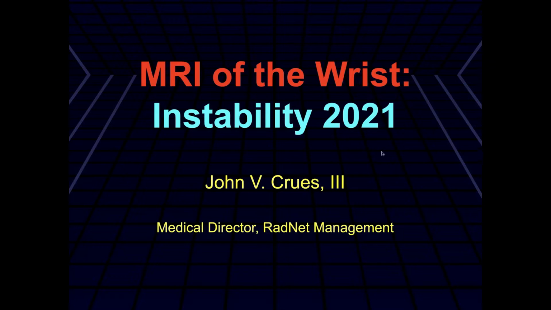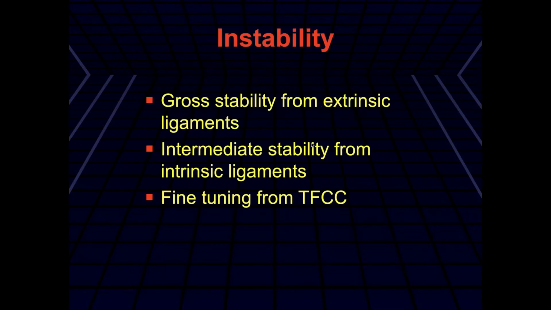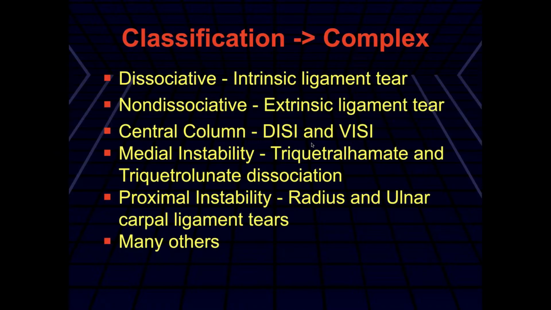About instability of the wrist. So there are several different levels of instability in the wrist. Gross instability comes from the extrinsic ligaments around the wrist, primarily volar and dorsal. Intermediate stability comes from the intrinsic ligaments, which are the ones that we have been typically in the past most interested in radiology. And then fine-tuning really comes from the triangular fibrocartilage.